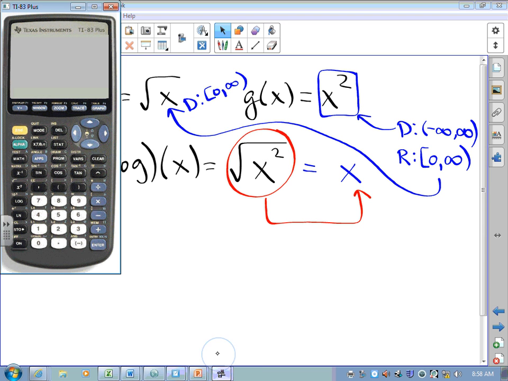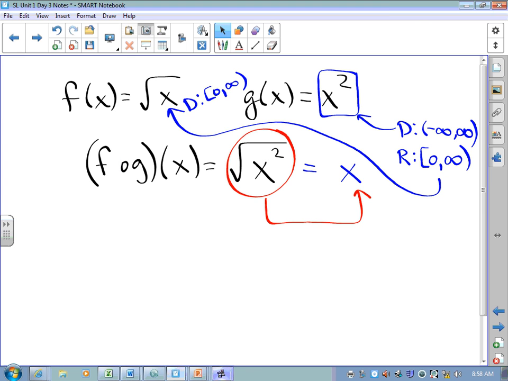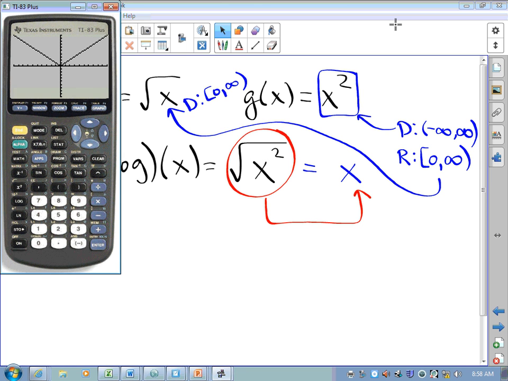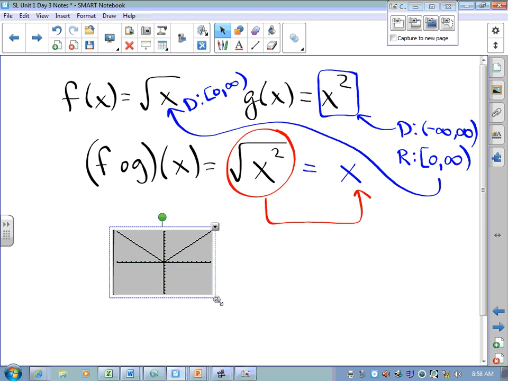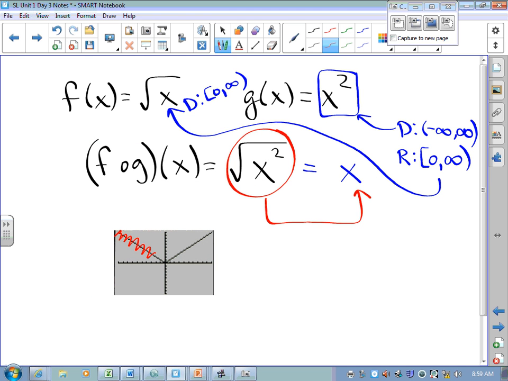And so even though the calculator gives me this picture, I'll take a picture because it lasts longer. Even though the calculator gives me this picture, this part doesn't exist. The only part that exists is that part of the picture. Because the domain on the f function is positive x values.